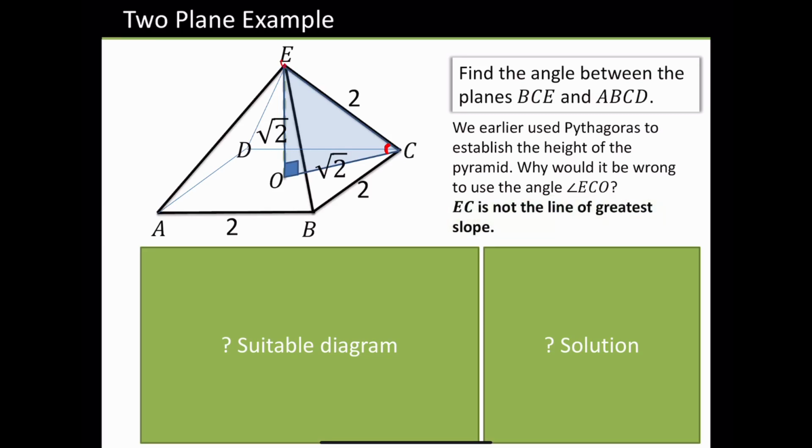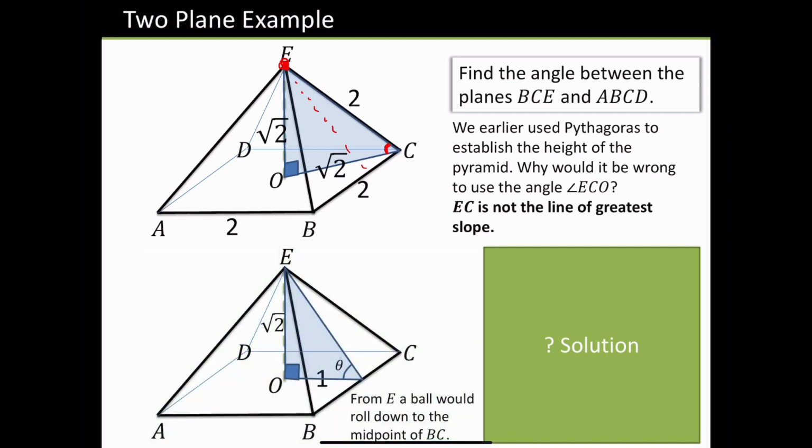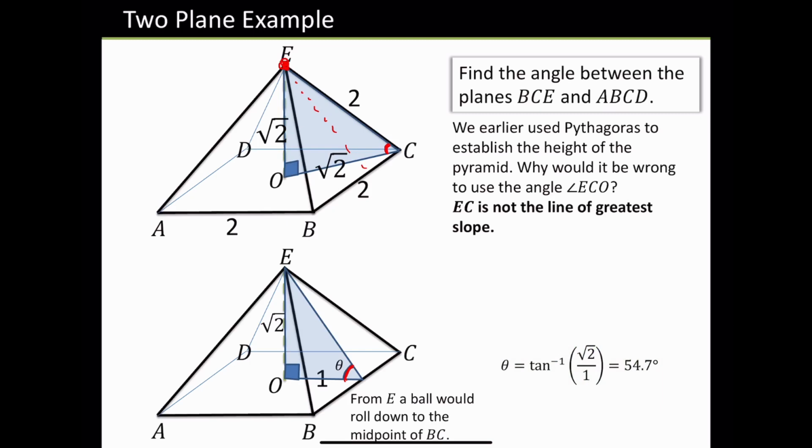If you had a ball up here at E, that ball would actually simply trickle down here. It wouldn't go that way. It would trickle through the middle. So the suitable diagram would be this, because the ball trickles down to the middle. And this theta is the angle that we're trying to work out now. So the answer should be simply theta is tan minus 1 root 2 over 1, which is 54.7. Opposite, adjacent.